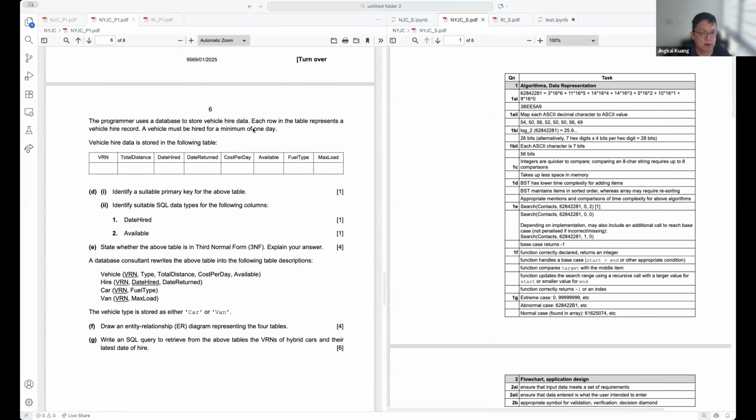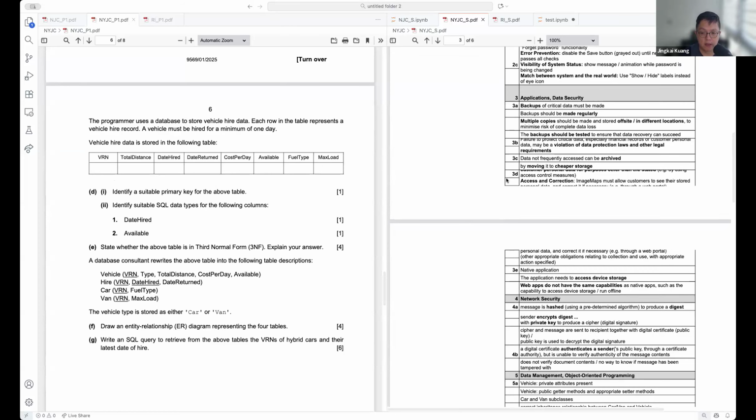So the question says I want to use a DB to store this table. You have VRN, total distance, date hired, date return, cost per day, etc. Identify a suitable primary key for the above table. In this case, you definitely know you need the VRN. That one is confirm need. But because every vehicle can be rented out multiple times, just the VRN alone is not enough to be a primary key. So you need the date hired at the same time. So VRN and date hired come in together.